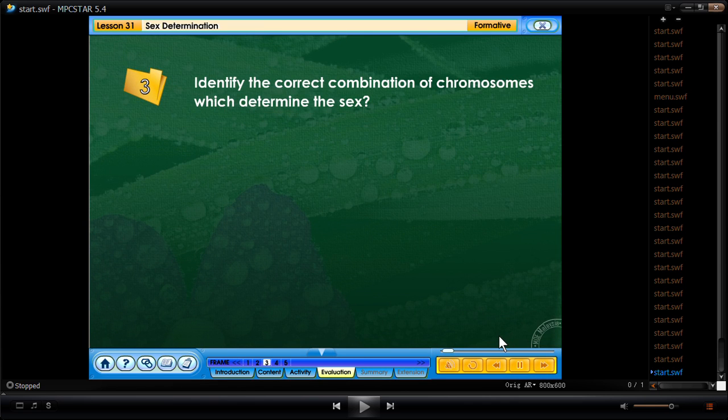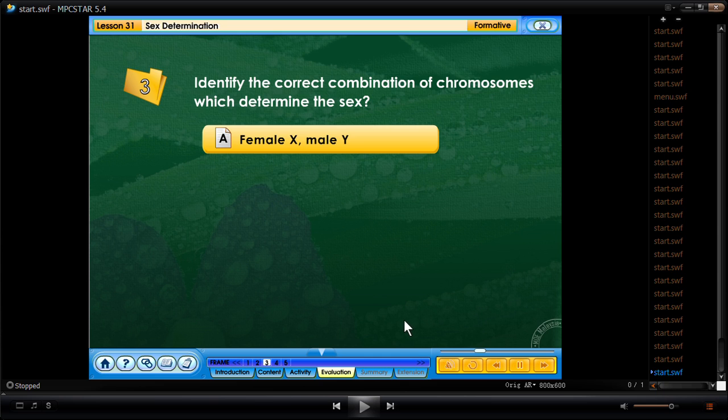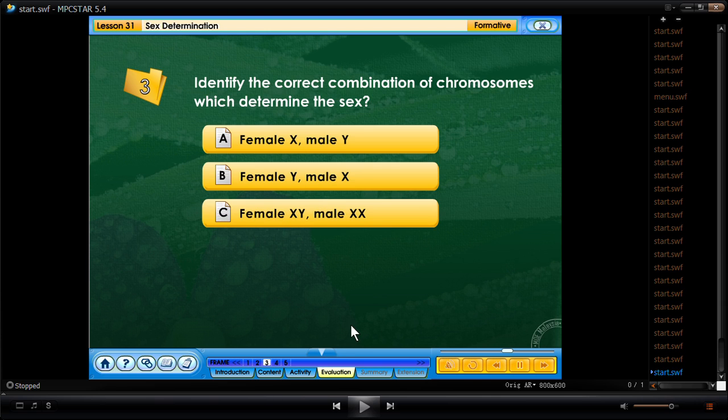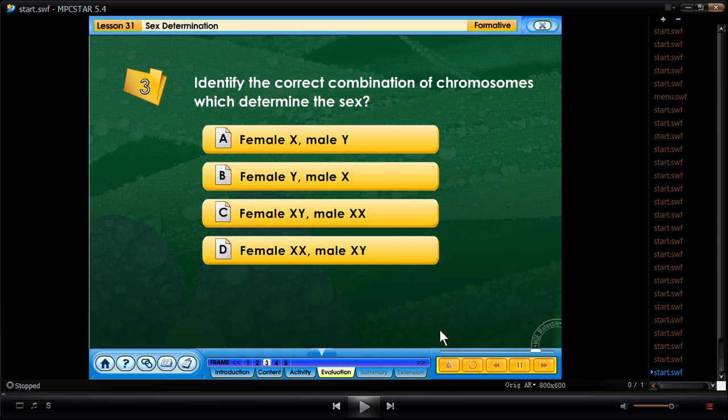Identify the correct combination of chromosomes which determine the sex. A. Female X, male Y. B. Female Y, male X. C. Female XY, male XX. D. Female XX, male XY. Your answer is correct.